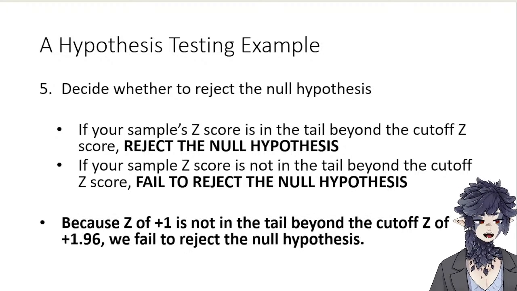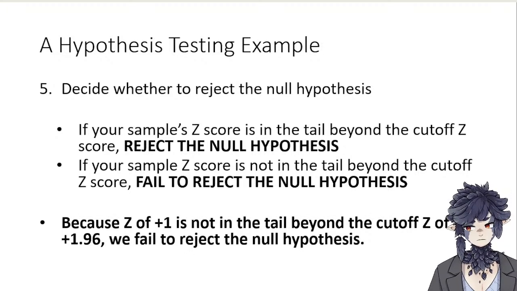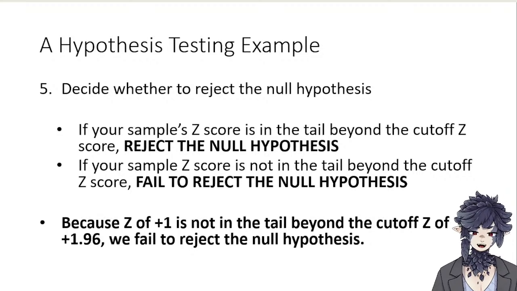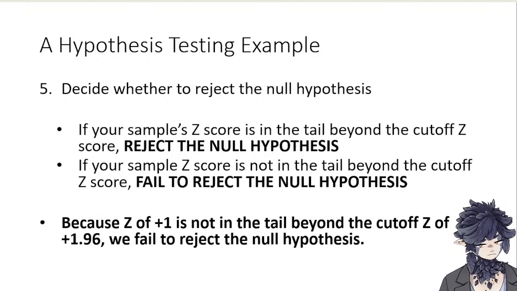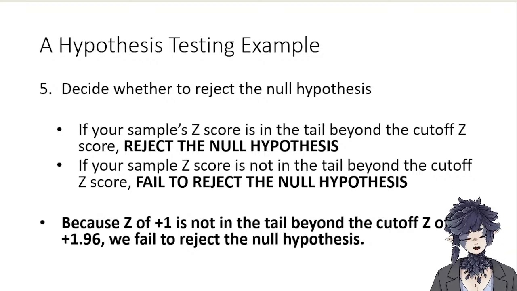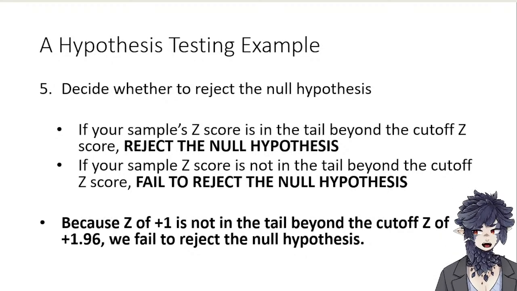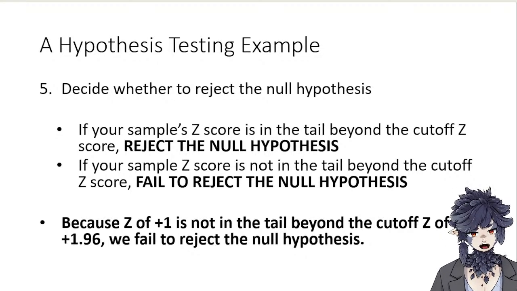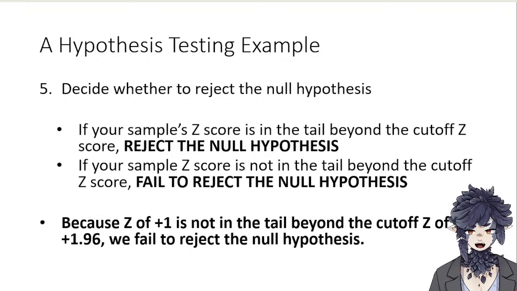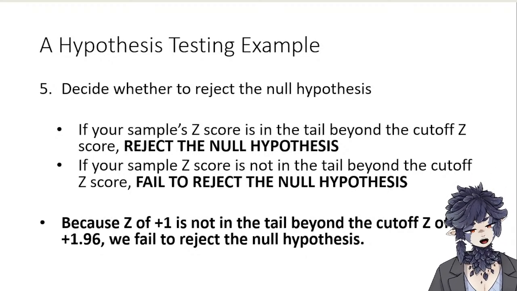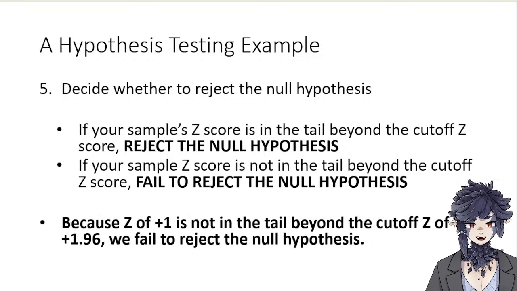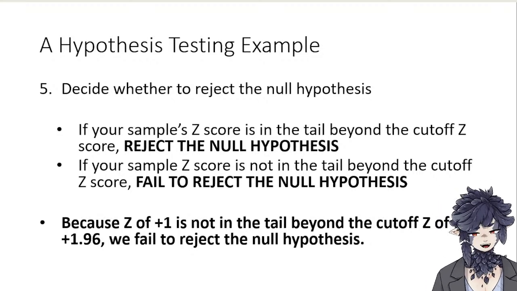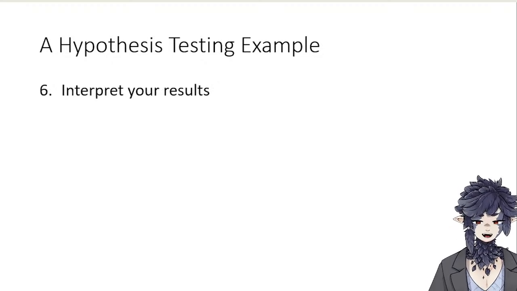In this case, our z-score is positive 1, and our cutoff was plus or minus 1.96. We had to be further from 0 than plus or minus 1.96 to reject the null, but 1 is closer to 0 than that, unfortunately. We did not find a big enough difference to reject the null. It's too likely that this was sampling error. We failed to reject the null hypothesis. Bummer. It happens to the best of us. It happens constantly. So, step 6, the most important step.